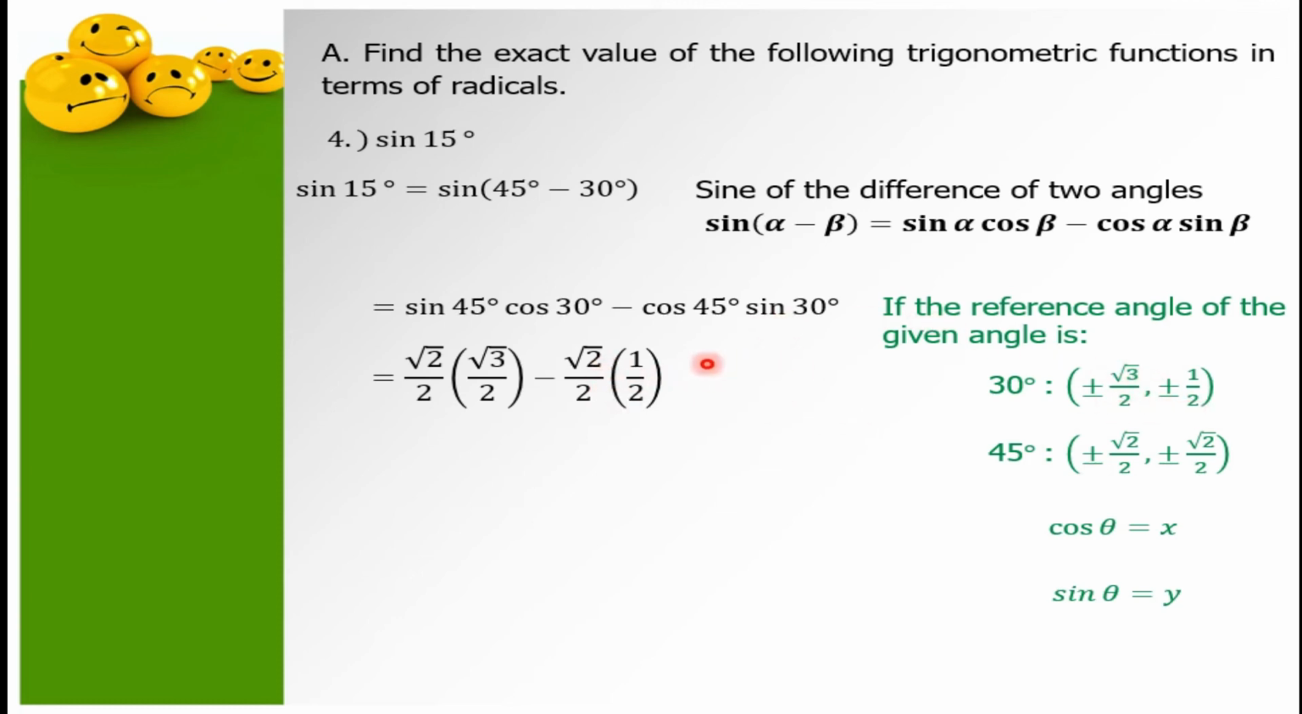Okay, by simplifying, we have square root of 2 times square root of 3, that is square root of 6, 2 times 2 is 4, square root of 2 times 1 is square root of 2, 2 times 2 is 4, so minus square root of 2 over 4. By simplifying, we have square root of 6 minus square root of 2 all over 4.